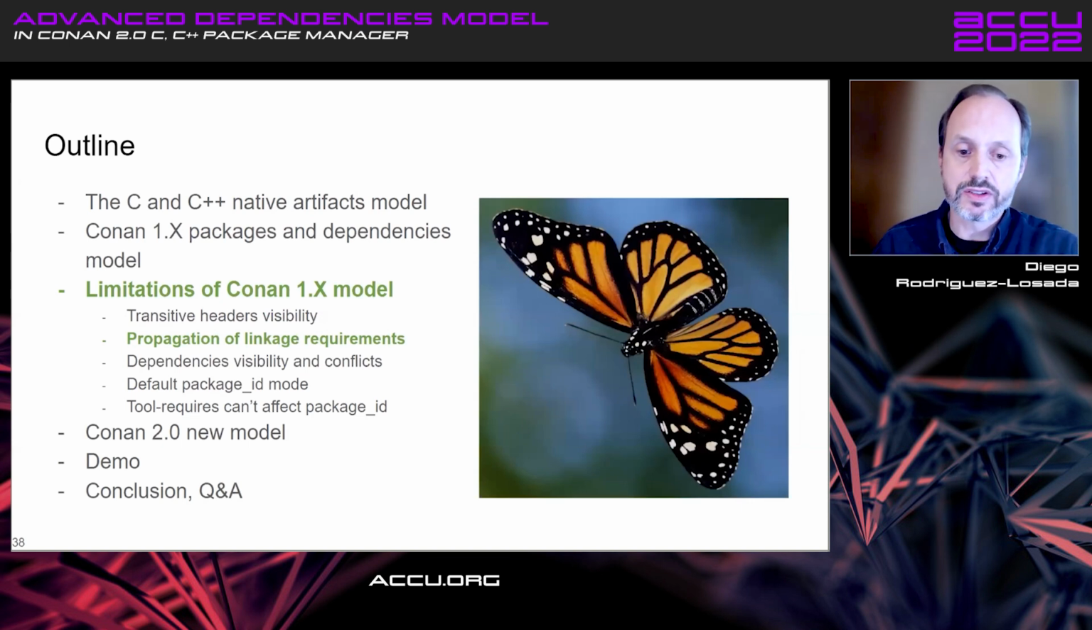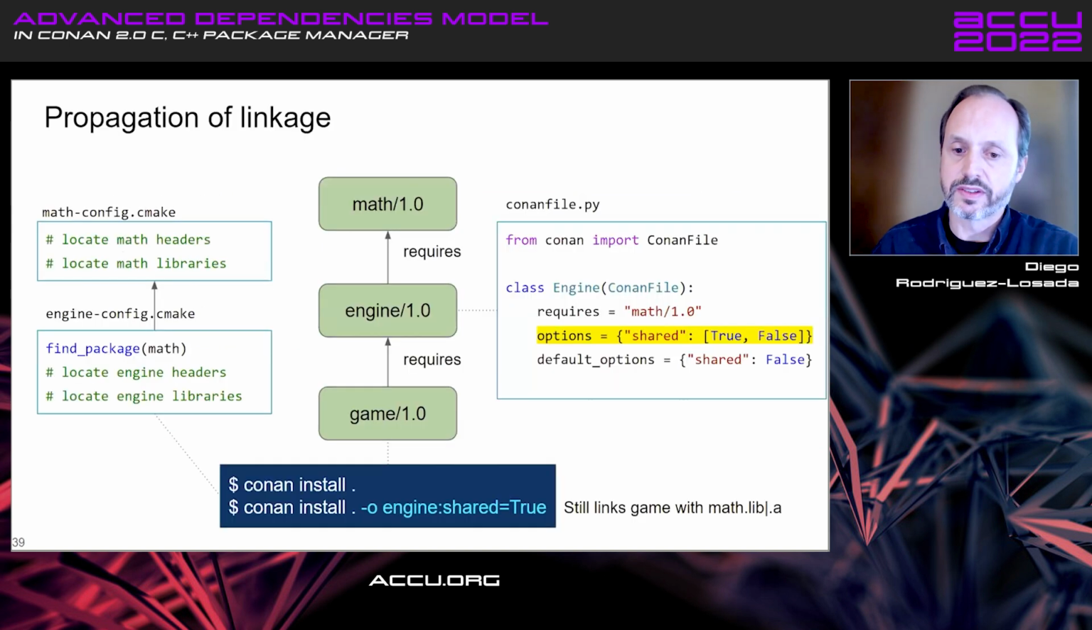Something very similar happens to the libraries and the linkage requirements. So far we have been talking about static libraries. But what happens if engine has an option, shared equal true or false? It can be a static library or a shared library. And now suddenly, someone is doing conan install engine shared equal true. Okay, and now the math assembly is being linked into the engine DLL. And now game shouldn't receive the linkage of math at all.